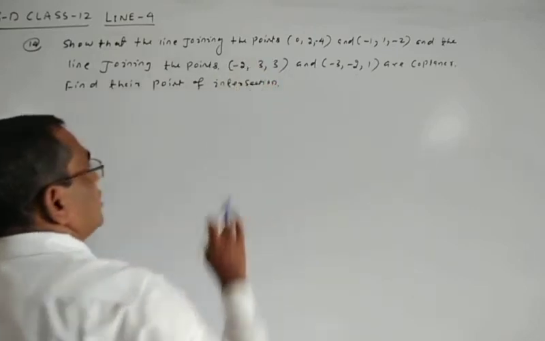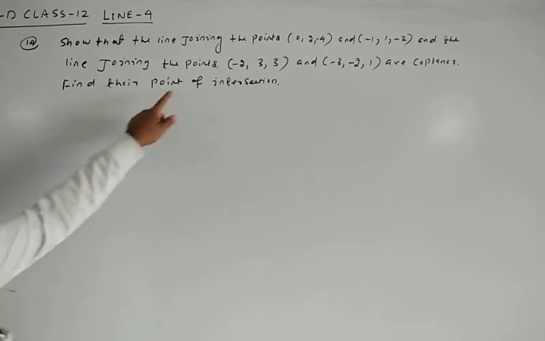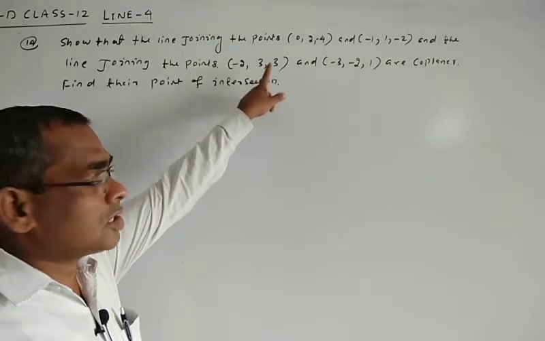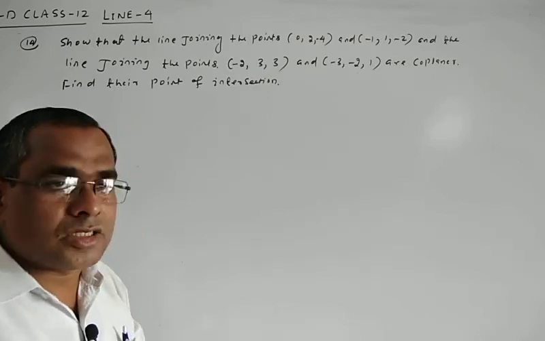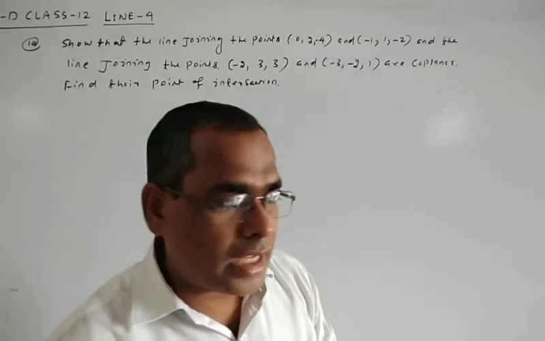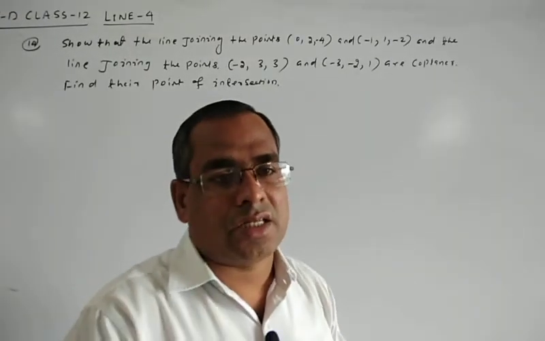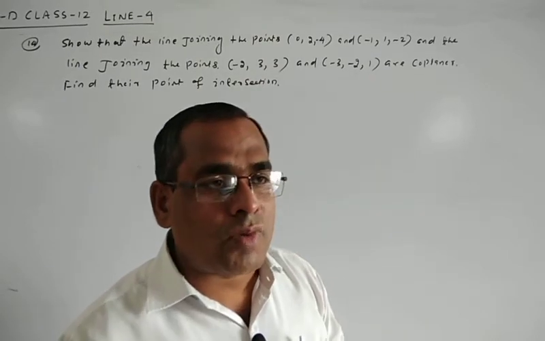Minus 2, 3, 3 and minus 3, minus 2, 1 are coplanar and find their point of intersection. Okay, so these two lines joining these points are coplanar. Coplanar means it must lie on a plane. If two lines lie on a plane, they must intersect. And how to find the point of intersection?